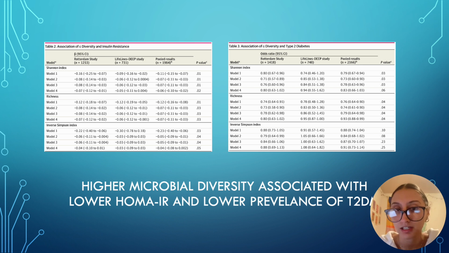It was 0.06. There seems to be no significant relationship between prevalence of type 2 diabetes and species evenness, as the p-value is above 0.05 in all models under the inverse Simpson index. Overall, these two analyses showed a major trend of higher microbial diversity being associated with lower insulin resistance and less type 2 diabetes.